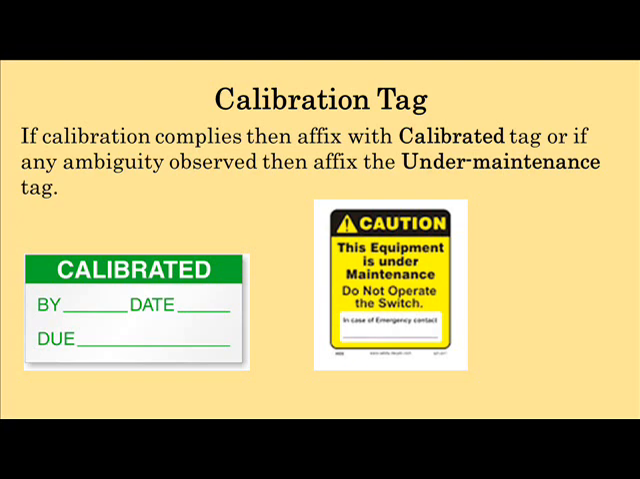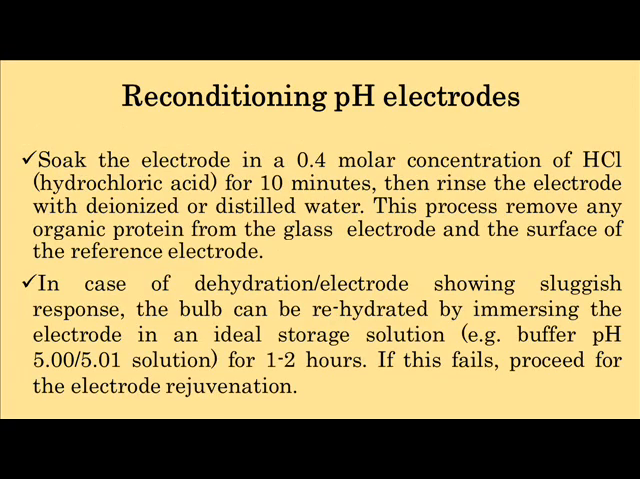Soak the electrode in a 0.4 molar concentration of hydrochloric acid (HCl) for 10 minutes, then rinse the electrode with deionized or distilled water. This process removes any organic protein from the glass electrode and the surface of the reference electrode. In case of dehydration, if the electrode shows a sluggish response, the bulb can be rehydrated by immersing the electrode in an ideal storage solution, for example buffer pH 5.00-5.01 solution, for 1-2 hours. If this fails, proceed to electrode rejuvenation.